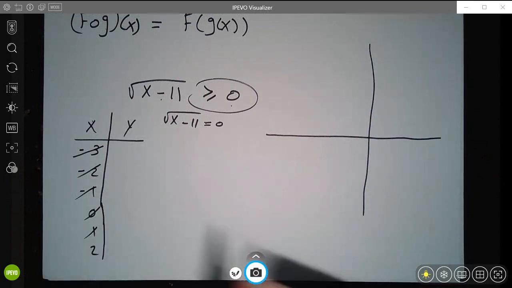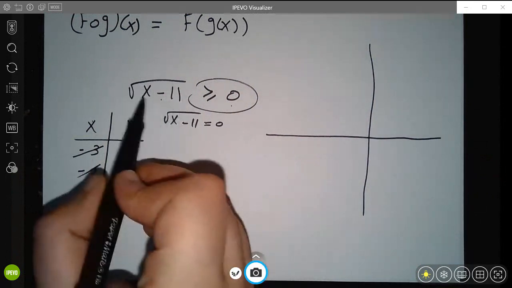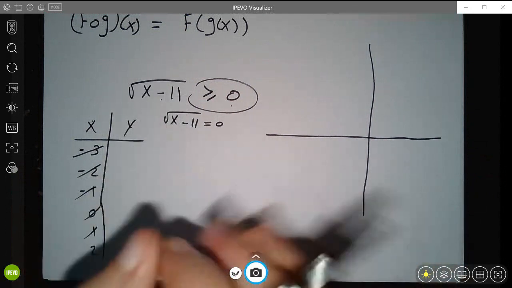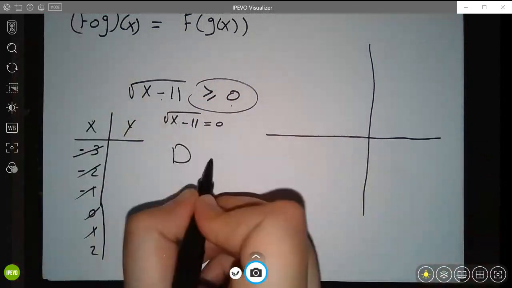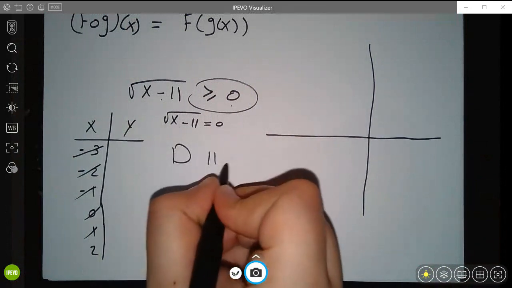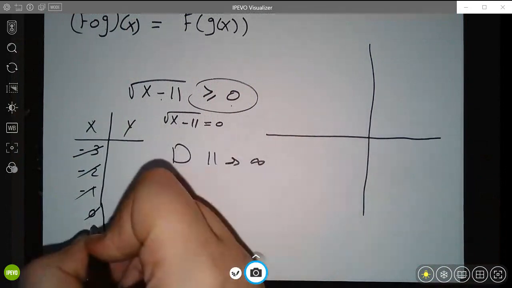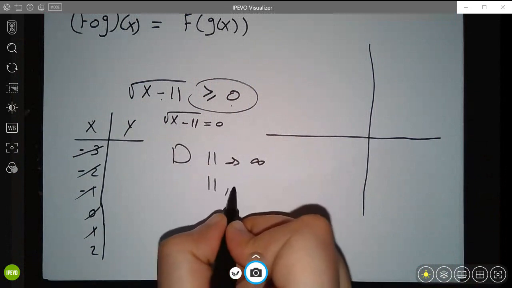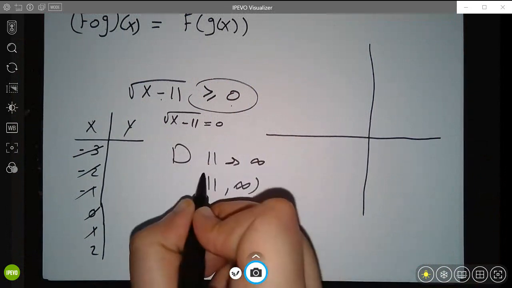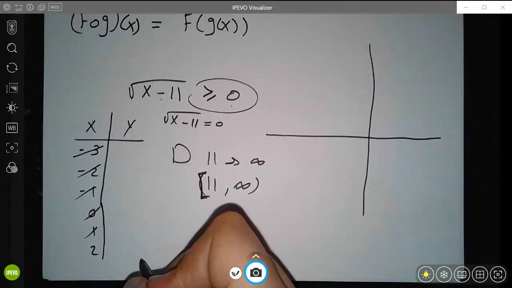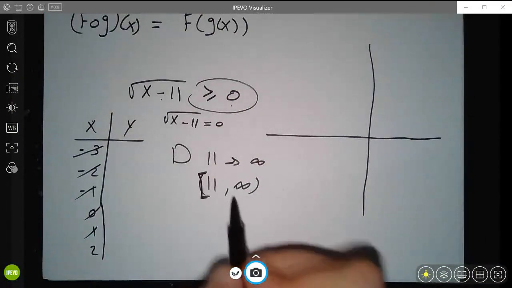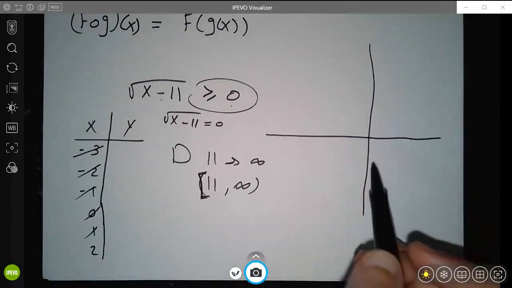Any ideas? 11, exactly. So this right here, 11 minus 11 gives you exactly the 0. So you need to start at 11 and go from there. So your domain is 11 to infinity, or you write it like this, 11 comma infinity, including the 11, so it's a bracket. Yes? That's your domain. So knowing that, you can easily graph it.